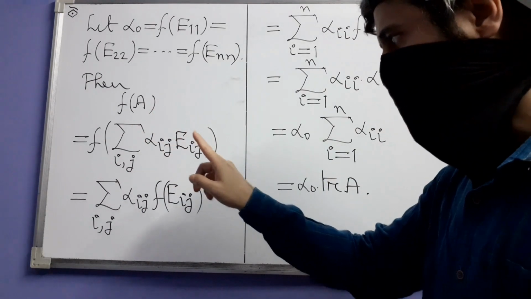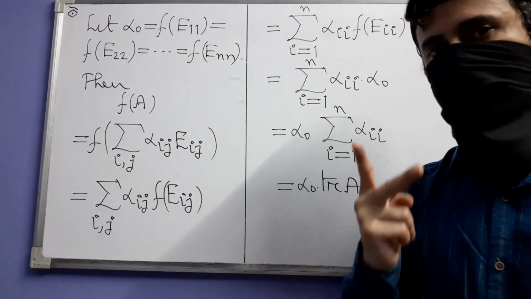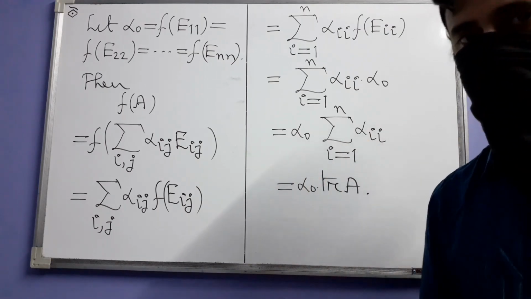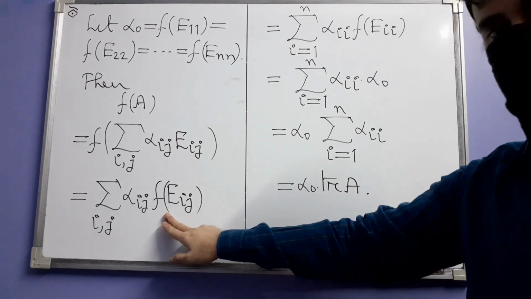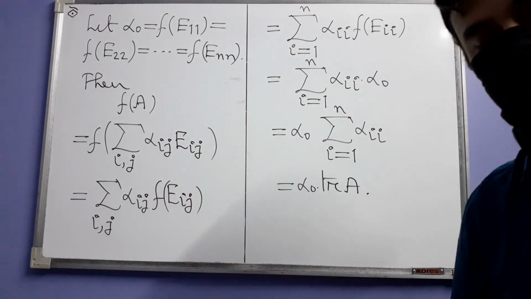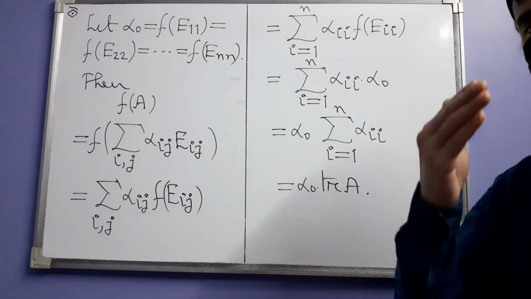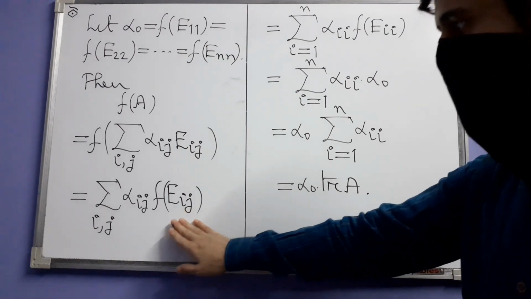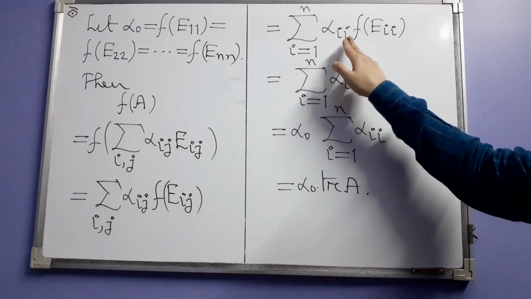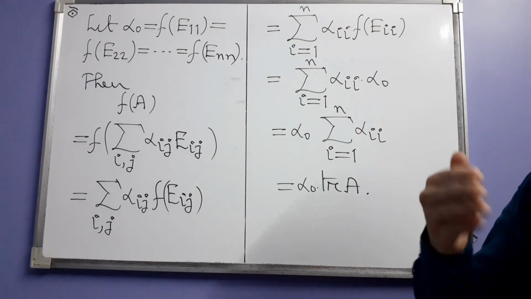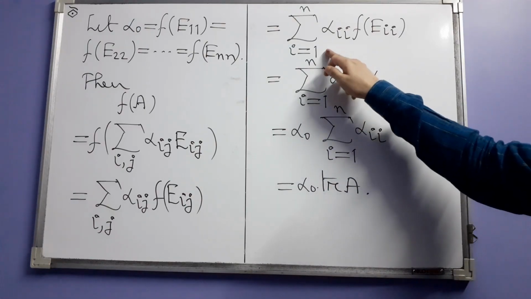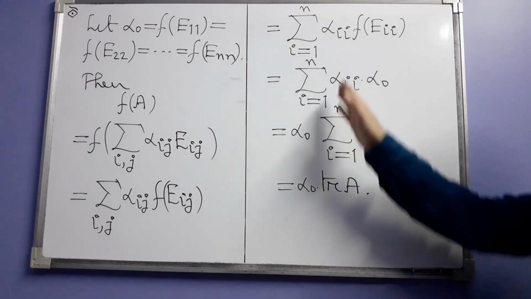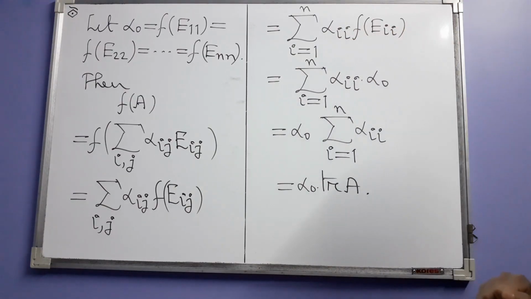So you then have this sum, because f has those first two properties, that it respects addition as well as multiplication by a field element. So f goes inside the sum and gets applied to each Eij. And now you use the fact that for distinct indices i and j, f of Eij is 0. That reduces the sum to this. We only have those terms for which i is equal to j. That means now we can consider only one index i, which of course varies from 1 to n. We now have alpha ii times f of Eii.